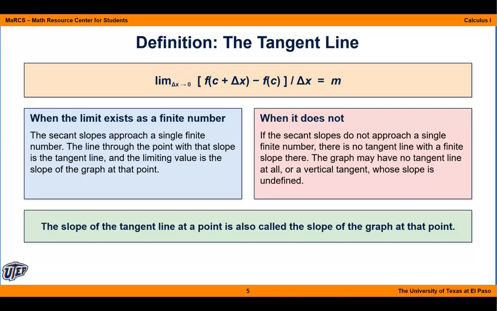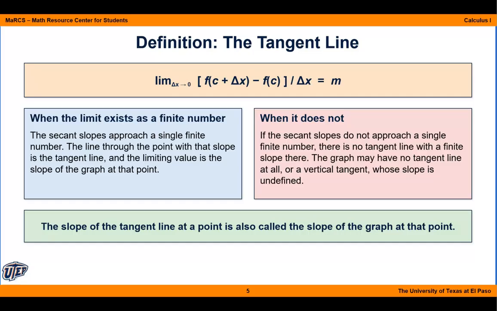Let's define the tangent line. As the second point moves towards the first, delta x approaches 0 and the secant slope changes. The limit asks whether those secant slopes approach one particular finite number. If they approach a finite number m, then m is the slope of the tangent line. The tangent line passes through the original point and has slope m.